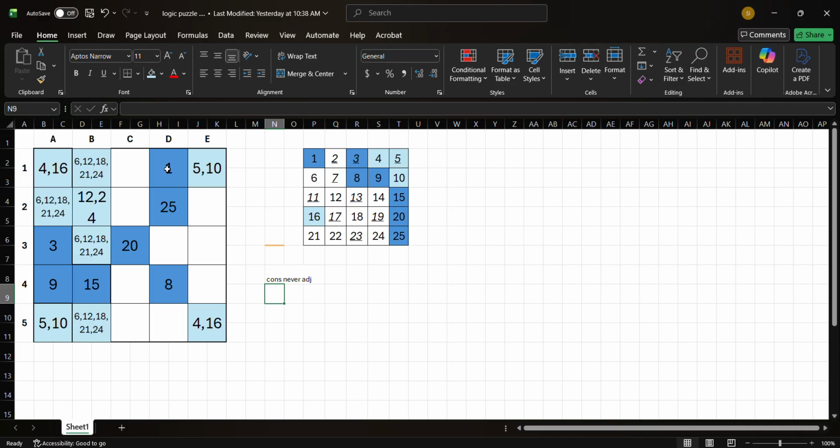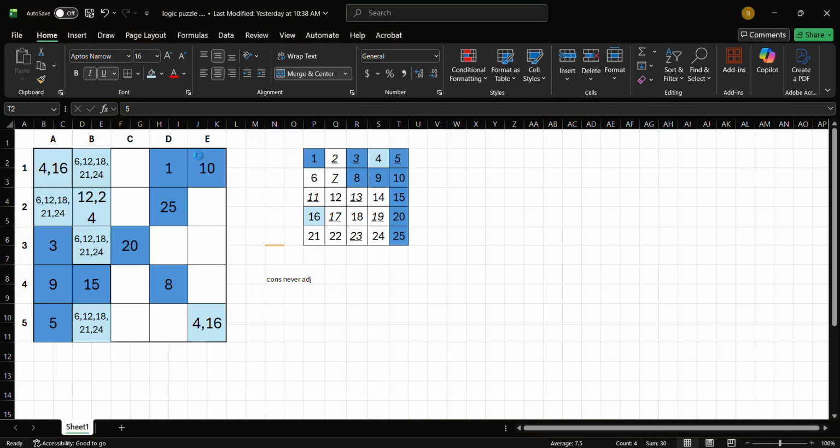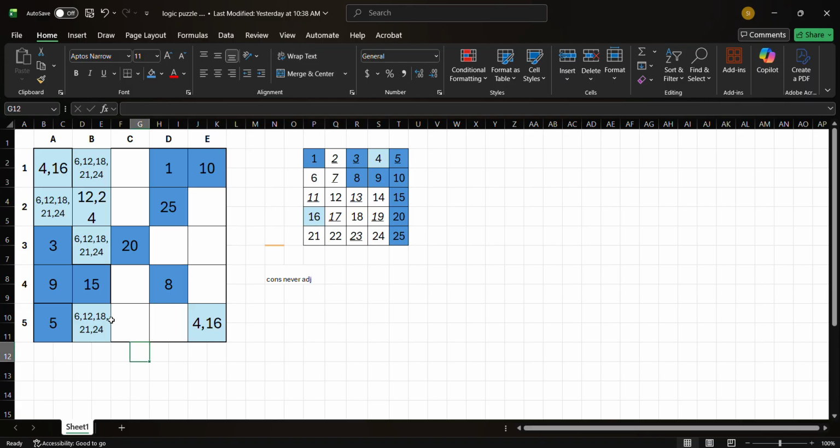Consecutives never adjacent, right? So we want to think about probably the spots that are close to something. So this one down here could be a 5 or a 10, but a 9's there, so that can't be a 10 anymore. It's got to be a 5, which makes this top one a 10. So 5 and 10 are both done. Great. Then is there anything else? We've got 3. Just gonna make that a bit smaller so it actually doesn't look.